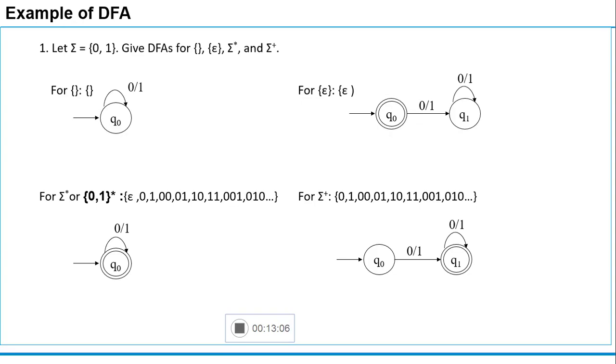But in the case of sigma plus, what is going to happen? The first thing, it has to read either 0 or 1. So you're going to start from q naught. In the first step, it will read 0 or 1, and it will move on to q1, which is going to be the accepting state. After that, you can read n number of zeros, n number of ones, based upon the possibilities. So this is how the small examples have been explained.